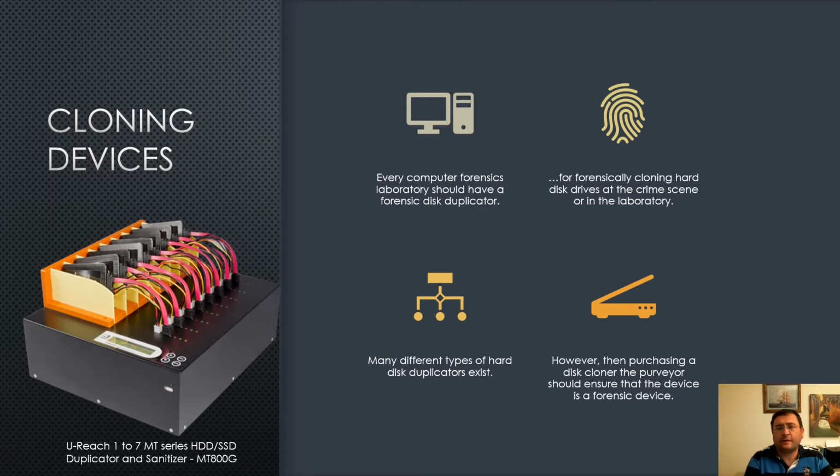Many different types of hard disk duplicators exist, and they generally provide a feature to sanitize a harvest drive, an important process in preparing for an investigation. So keep in mind that the hard drives are always required to be sanitized before starting the investigation. However, when purchasing a disk cloner, the purchaser should ensure that the device is actually a forensic device.